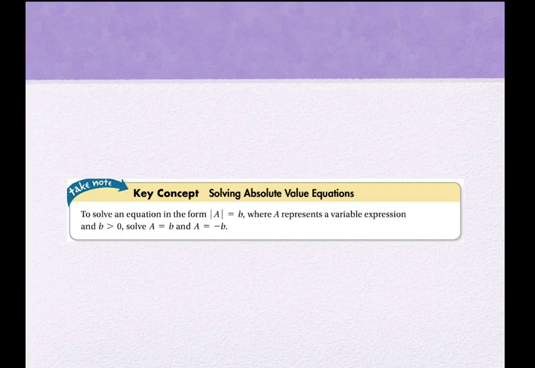So to solve an equation in the form the absolute value of a equals b, where a represents a variable expression and b is bigger than 0, then a is going to equal b and a is going to equal the opposite of b.